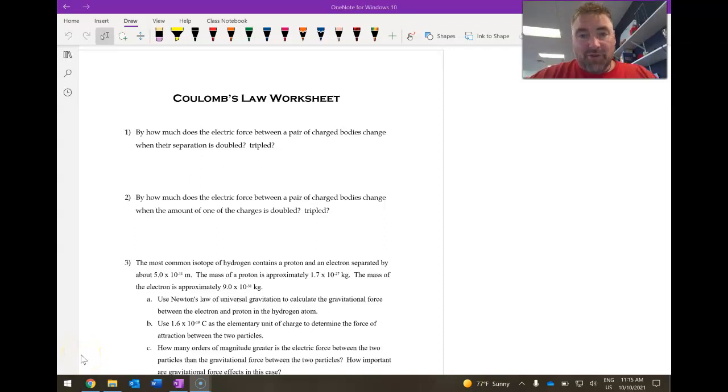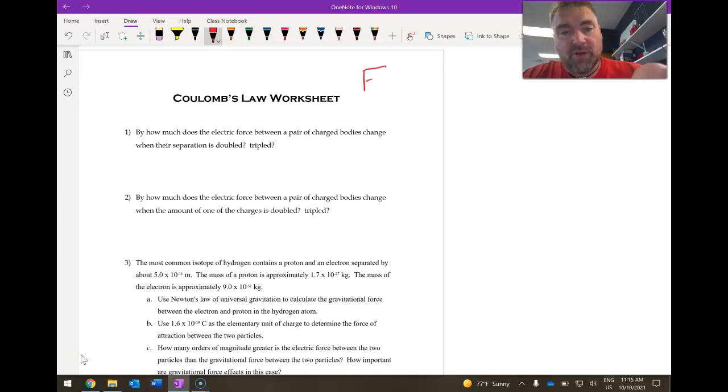Hi, in this video we're going to be looking at the solutions to the Coulomb's Law worksheet. Quick reminder, Coulomb's Law illustrates the force between two electric charges, and it's only two electric charges. So if you have more than two, you have to use Coulomb's Law multiple times.